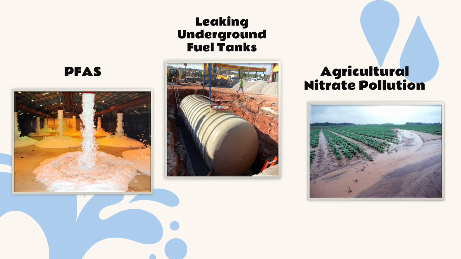Agricultural nitrate pollution. Fertilizers and manure add nitrates to the soil. Rain will carry those nitrates downward, contaminating groundwater used for wells and irrigation.